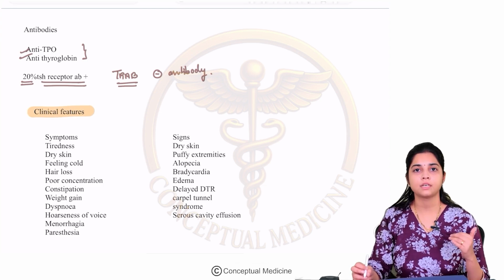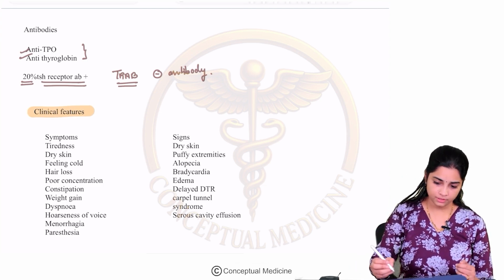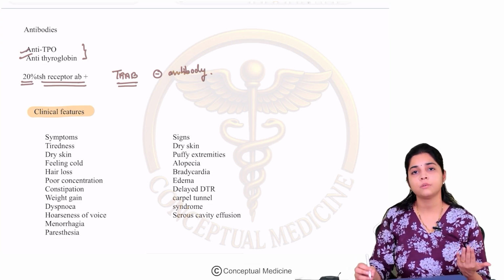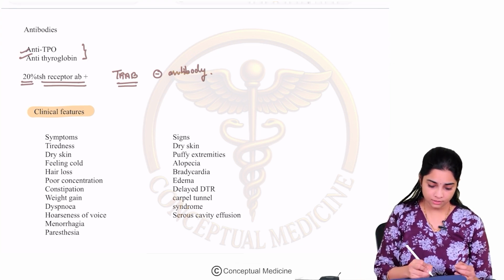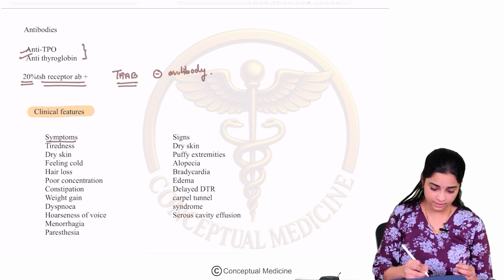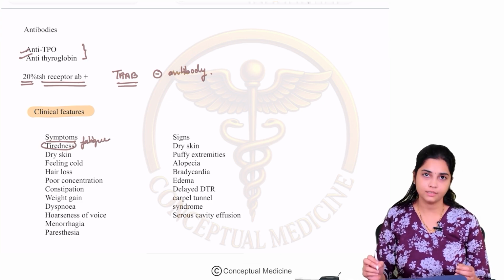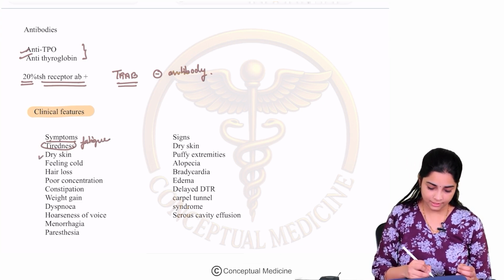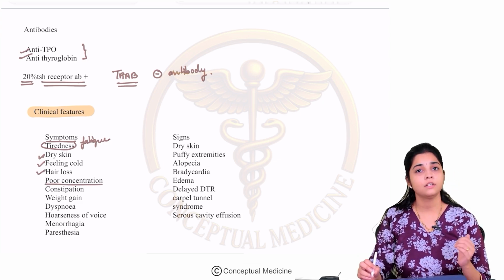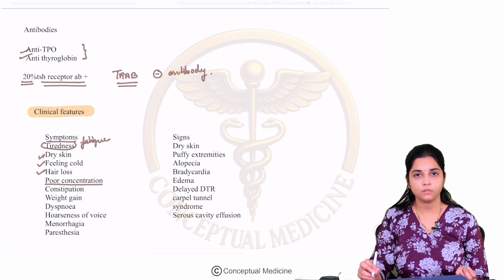These clinical features are arranged in order of their prevalence. So what are the most important symptoms? We know that the thyroid gland is involved in a lot of your basal metabolic functions. So deficiency of your thyroid hormones can result in fatigue and tiredness. Apart from that, you can have dry skin, feeling cold, hair loss and poor concentration.